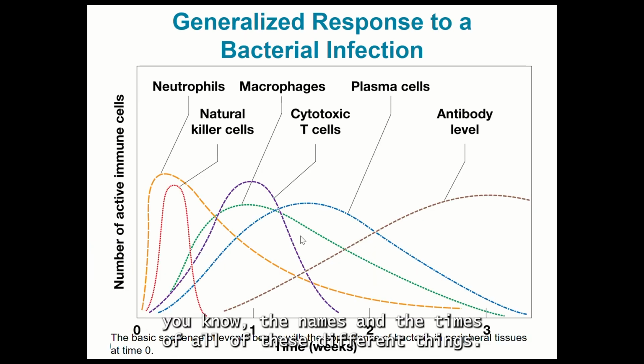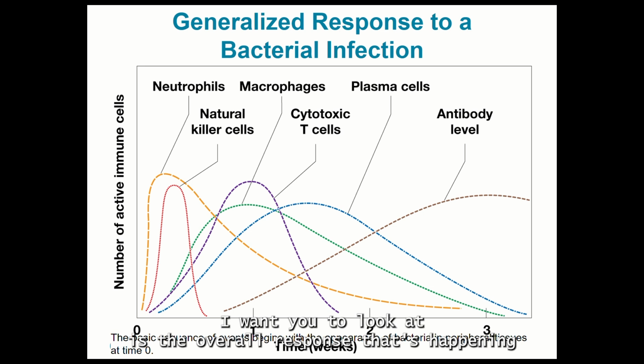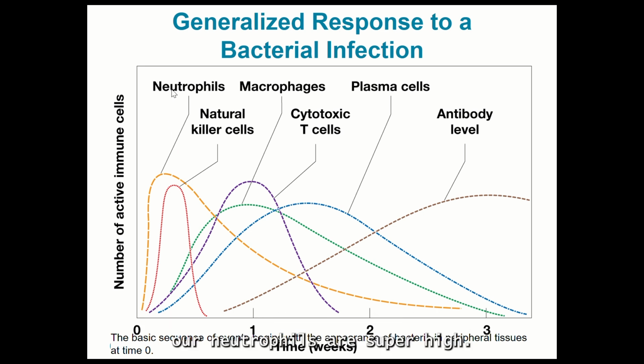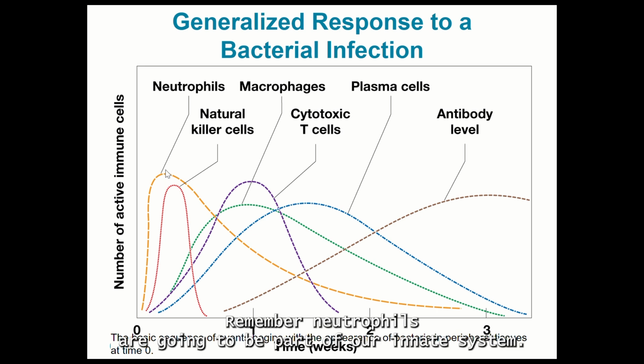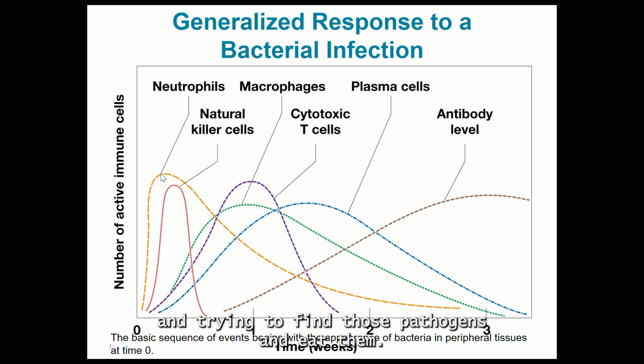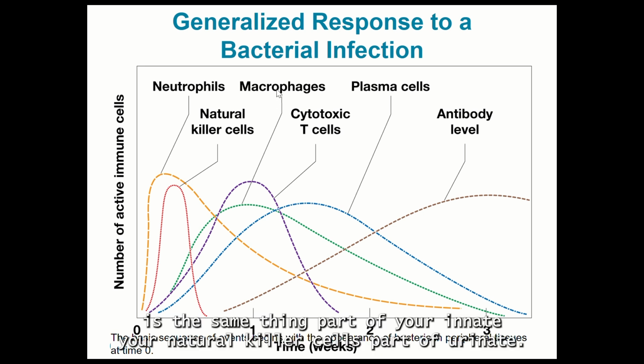I'm not going to make you know the names and the times of all of these different things. What I want you to look at is the overall response that's happening for a bacterial infection and the cells that are going to be active. So notice we have our time 0 when you're first getting infected by that bacteria. Our neutrophils are super high. Remember, neutrophils are part of our innate system. So our innate system with the neutrophils is going to be very active in trying to find those pathogens and eat them. Your macrophage is the same thing, part of your innate.